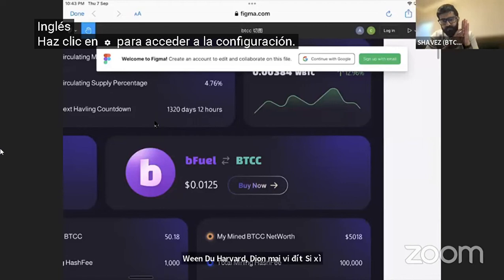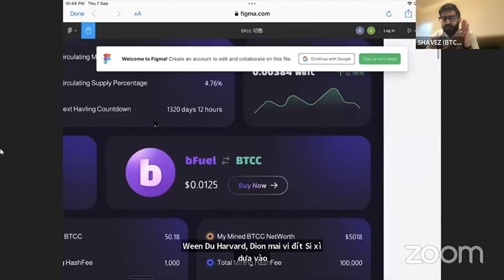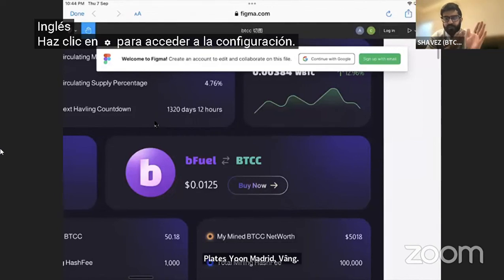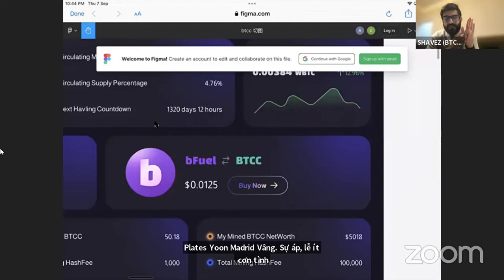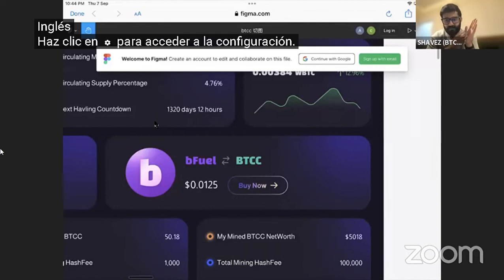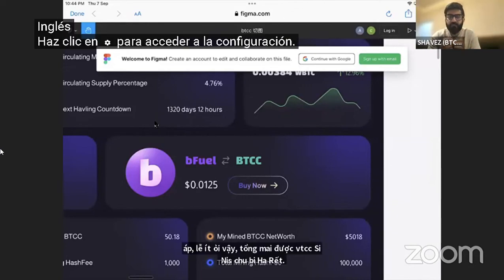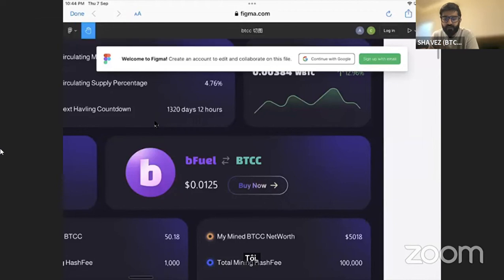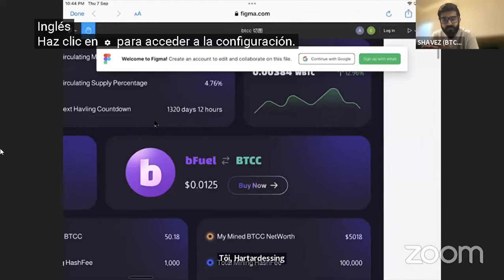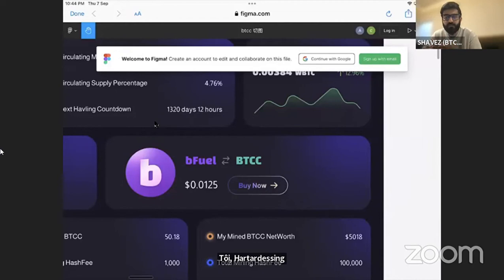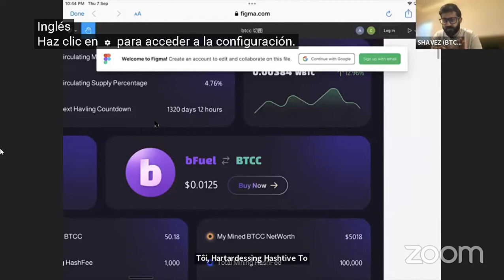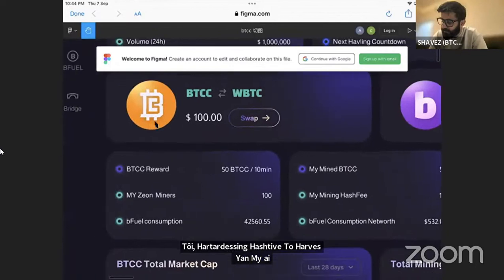You have a miner, an NFT miner, and you have connected, pledged your miner to the node. Once you have pledged, it continues to mine every 10 minutes. But the mined BTCC needs to be harvested. For harvesting, you need the hash fee. This is the hash fee to harvest your mined BTCC. I'll explain this. We have a detailed view of the dashboard today.